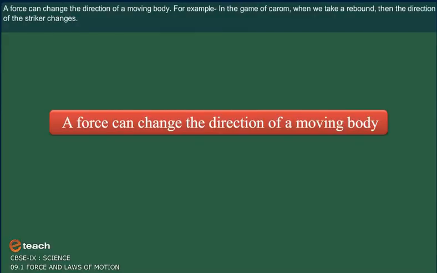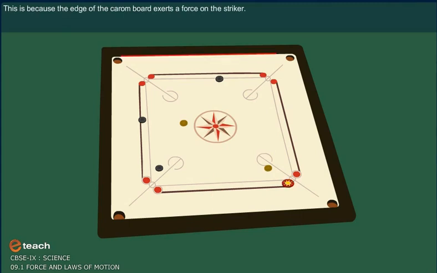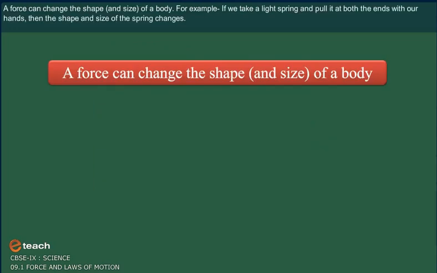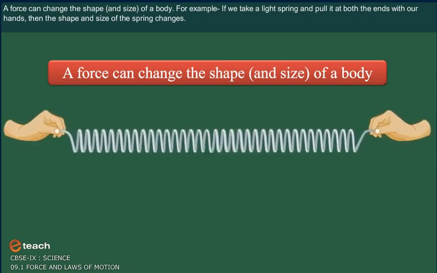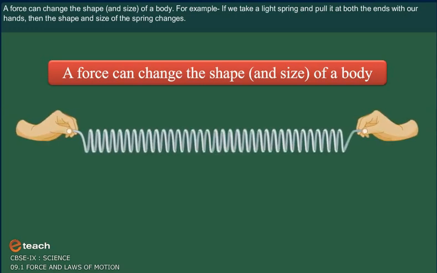A force can change the direction of a moving body. For example, in the game of carom, when we take a rebound, then the direction of a striker changes. This is because the edge of the carom board exerts a force on the striker. The force can change the shape and size of a body. For example, if we take a light spring and pull it at both the ends with our hands, then the shape and size of the spring changes.